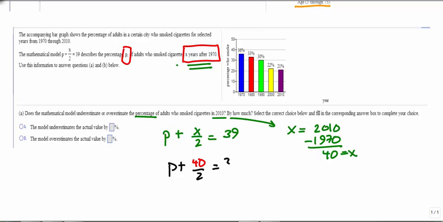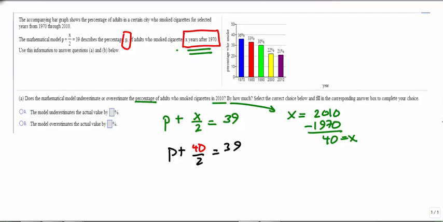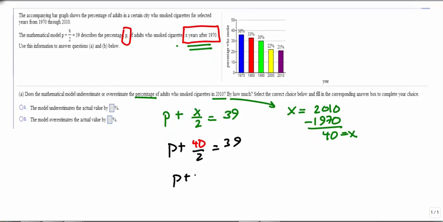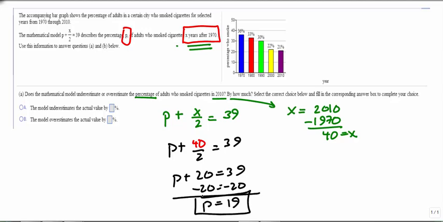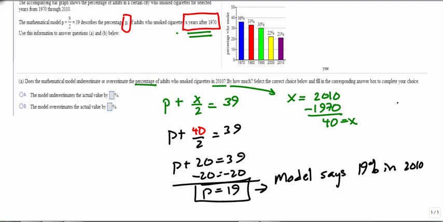Equals 39, and then I just solve this as usual. So I have P plus 40 divided by 2 is 20 equals 39. Subtract 20 from both sides, and I have P equal 39 minus 20 is 19. So we come up with the model says 19% in 2010. Now let's go ahead and look up here at the graph.